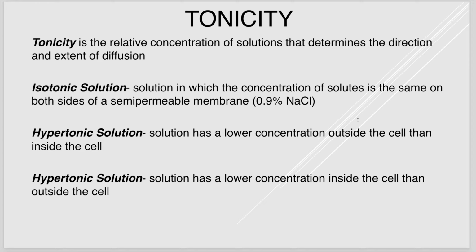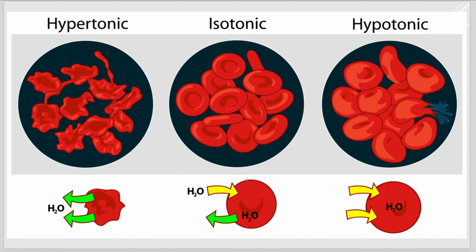So I'm just going to go right to this slide and start with isotonic solution. In an isotonic solution, the concentration of stuff is the same inside the cell and outside the cell. So if we have 3 things here, we have 3 things here. That means water is going to have basically no net movement. The same amount of water is coming in as going out. And that's how our body exists normally.